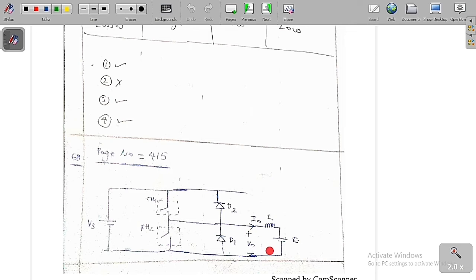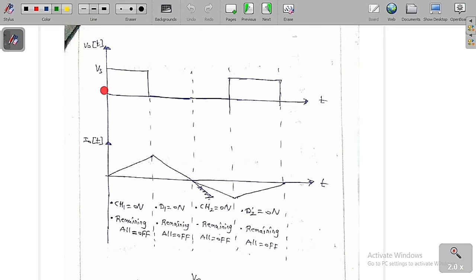So therefore we can see here this is the graph that we are going to get finally. I have already told you in the first case, whenever the chopper CH1 is on, V0 is equal to plus Vs and the current is charging in the positive direction. So chopper 1 is on and remaining all are off. So here it is charging.